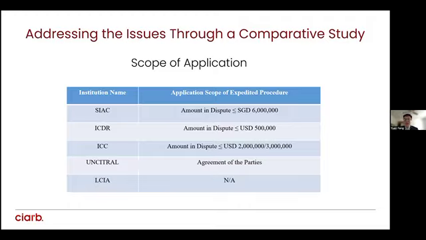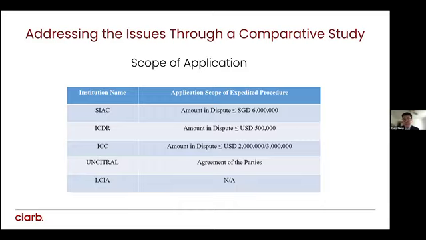The arbitral institutions like the SIAC, ICDR, and ICC adopt an approach that is similar to Chinese arbitration institutions, where the amount in dispute matters in the determination of the application of expedited proceedings. On the contrary, the UNCITRAL expedited arbitration rules have nothing to do with the amount in dispute, but respect the consensus of the parties. So from my point of view, the approach adopted by the UNCITRAL expedited arbitration rules is a better model for Chinese arbitral institutions compared to the approach adopted by the other three institutions.